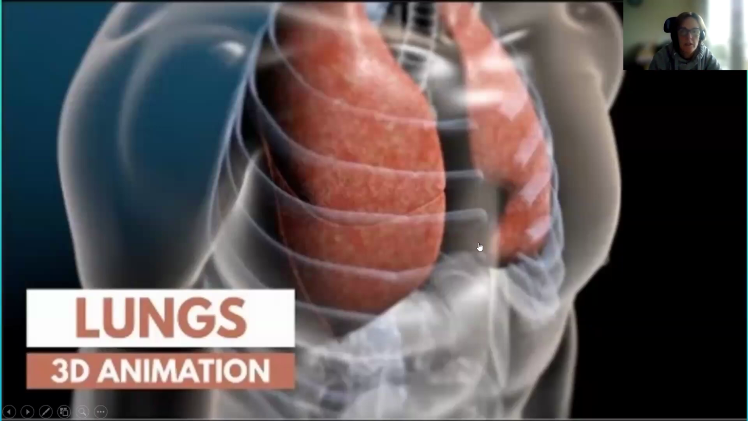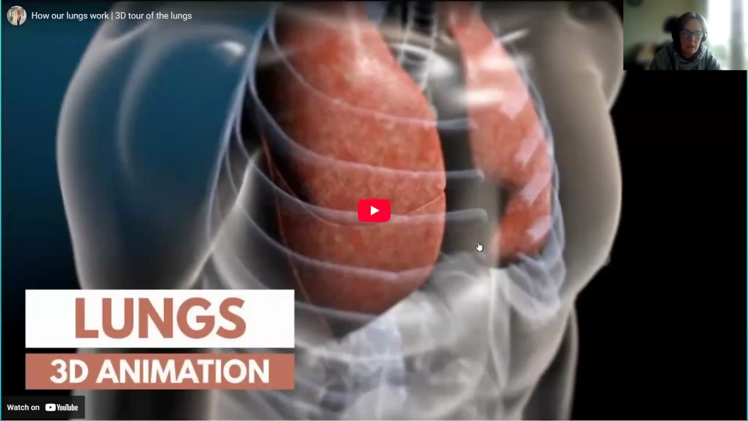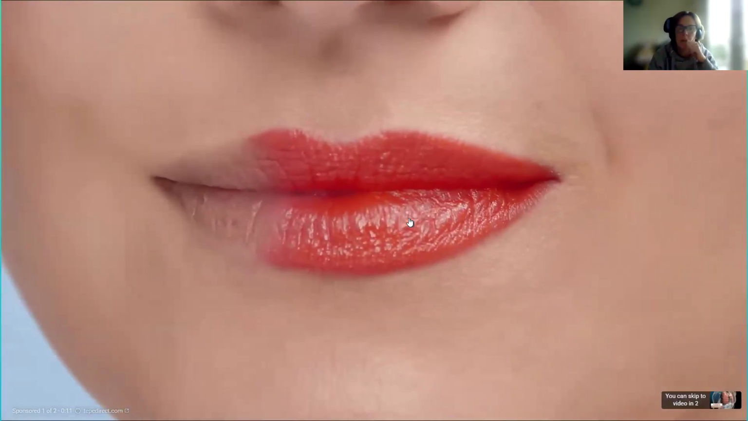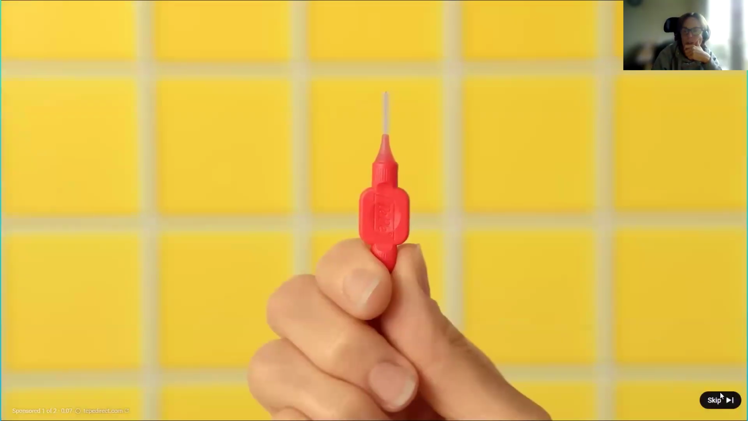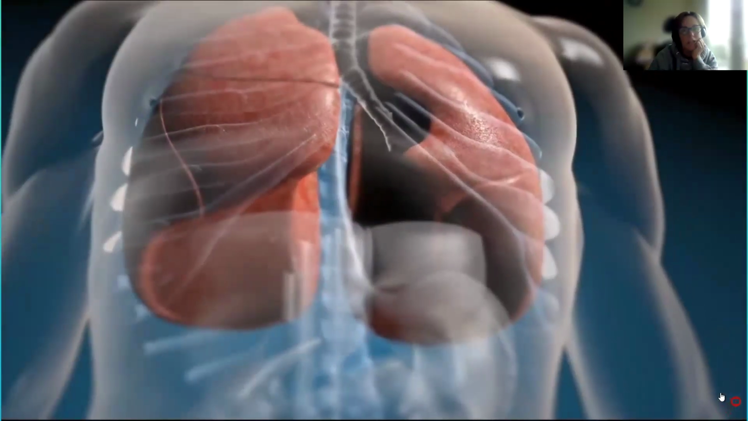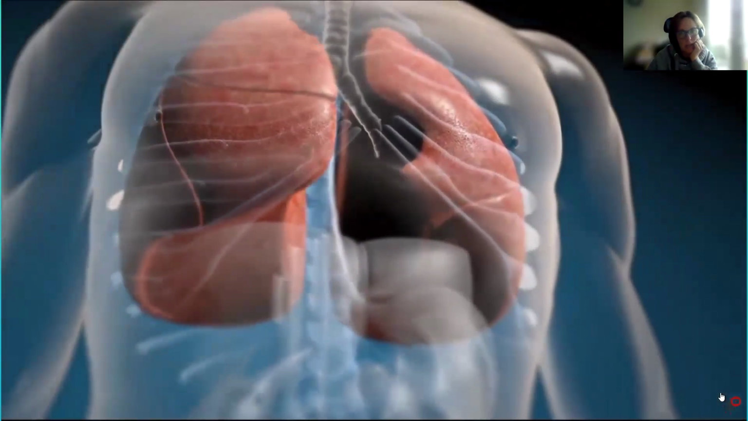Okay, so I'm just going to show you this diagram, this little video of the lungs. So apologies for the ads. I think you've got no sound actually on the videos, so I will just talk through what's going on. So there you go. You can see the lungs there just underneath the rib cage.